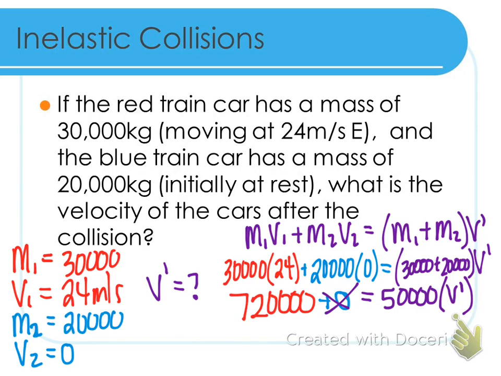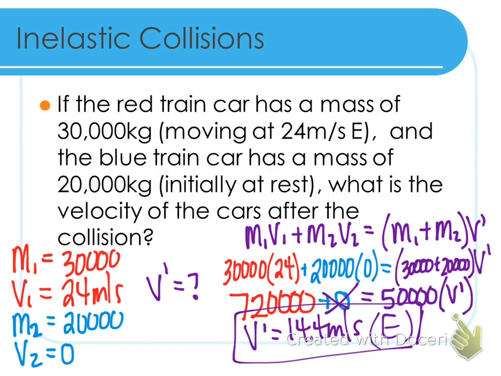We're going to take 720,000 divided by 50,000. We're going to get our v prime equal to 14.4 meters per second. Okay, since our velocity came out positive, that means it's moving east, right? It came out positive, so it's moving in the same general direction as our original red car was. Okay, it's just going to carry some of that momentum with it. Again, momentum was conserved throughout our entire collision, but it's got to move in the same direction as our momentum and as our velocity, so it's heading east.